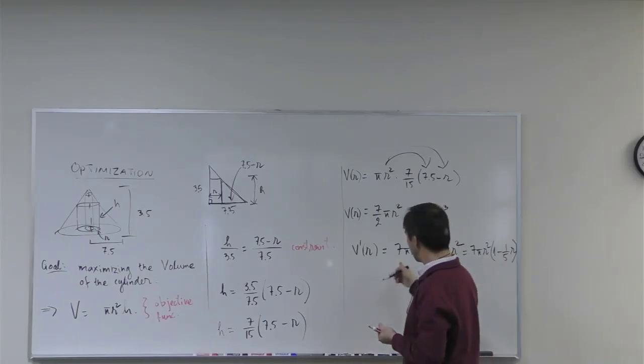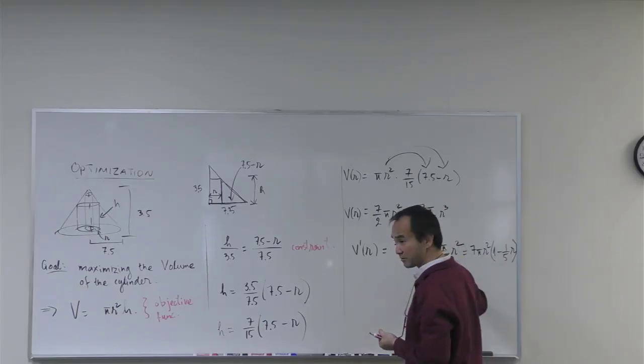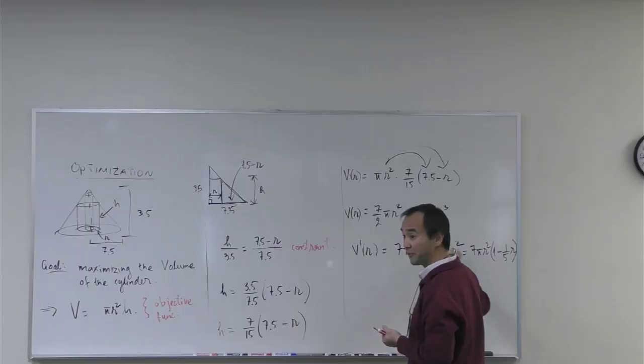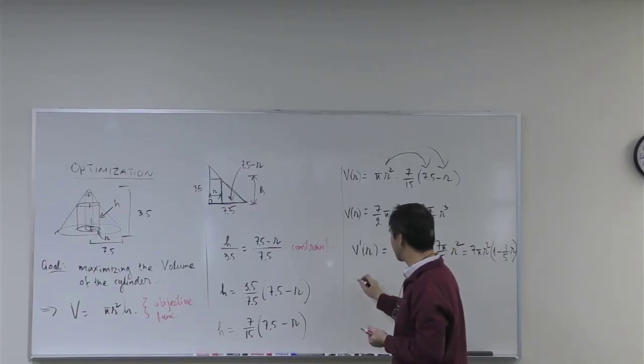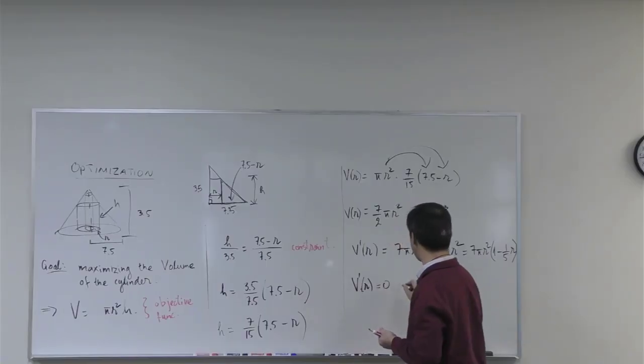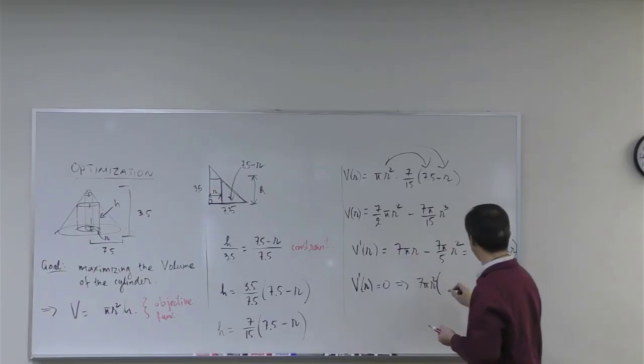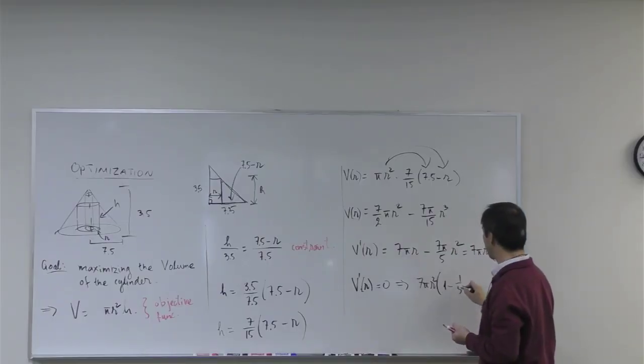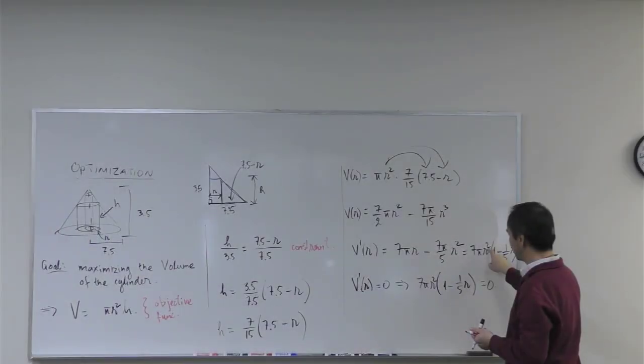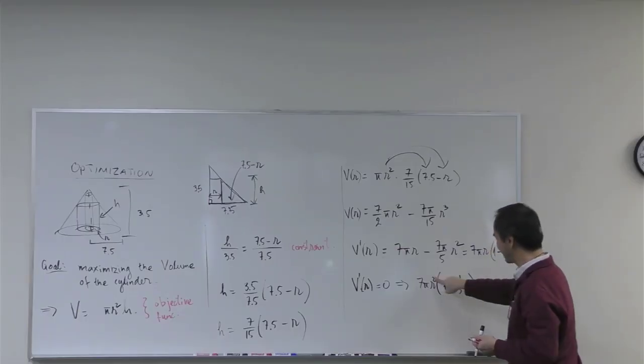So it's a polynomial, so we don't have to worry about the critical values being undefined, right? But we can just simply set V prime of r to equal 0 here. That's leading it down to 7 pi r squared times 1 minus 1/5 r equals 0. Okay. You're right. It shouldn't be a square, it's just r here.